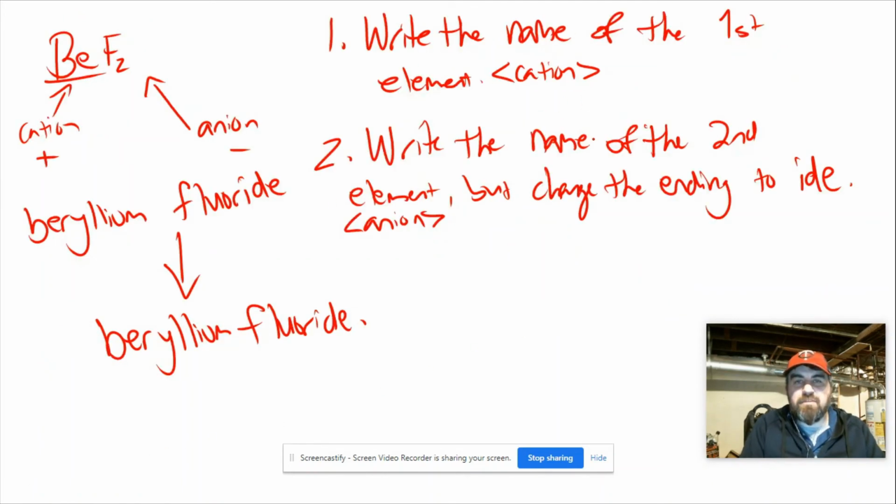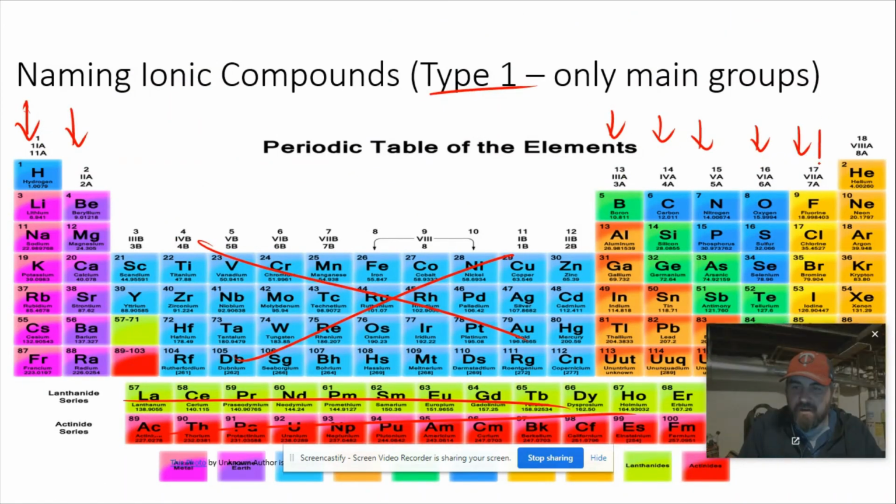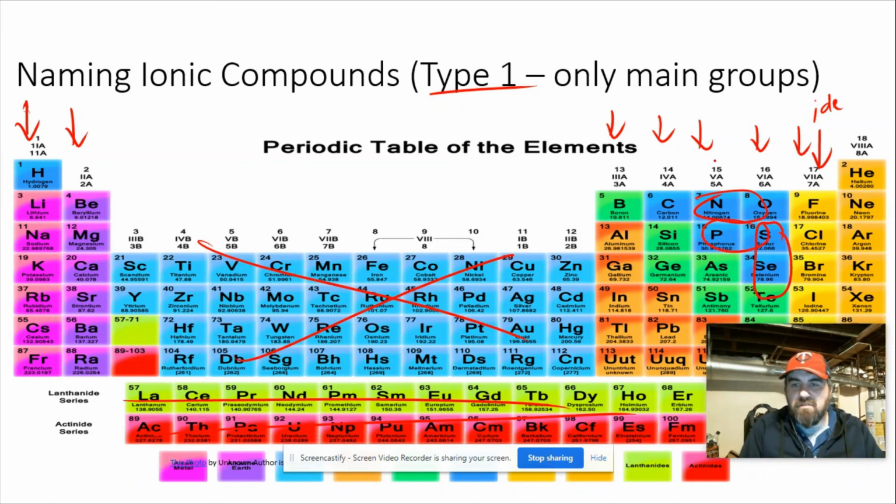Step 1, write the name of the first element, which is also called the cation. Step 2, write the name of the second element, which is also called the anion, but change the ending to IDE. For all of the halogens, so remember the halogens are the fluorine group here, you just put IDE. For the ones that are a little bit different, like these right here, you just make the ending IDE. So nitride, oxide, phosphide, sulfide, selenide, telluride. Hydrogen would be hydride if you get a compound like that. You won't, but you could. Okay, that's it.